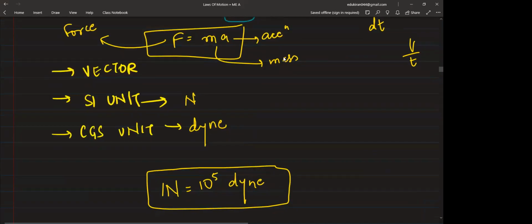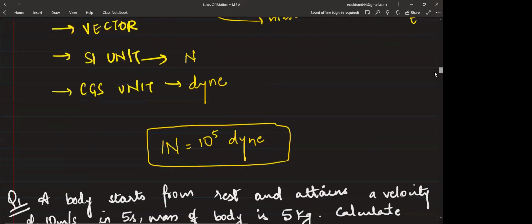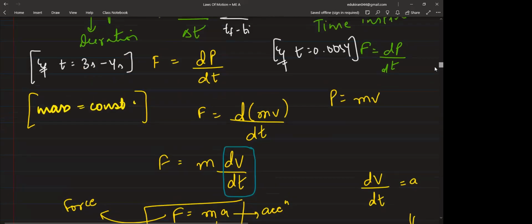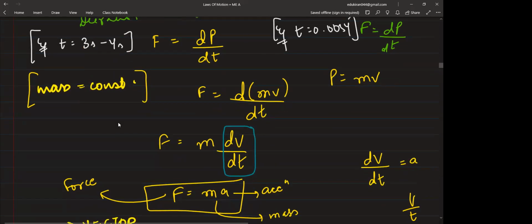So it's a vector quantity. What? Force is a vector quantity. SI unit is Newton, CGS unit is dyne. And if you are required to convert Newton into dyne, you can write it as 1 Newton is equal to 10 to the power 5 dyne. Okay, we'll see questions also. Start writing from here. And this derivation usually comes in 2 marks only.